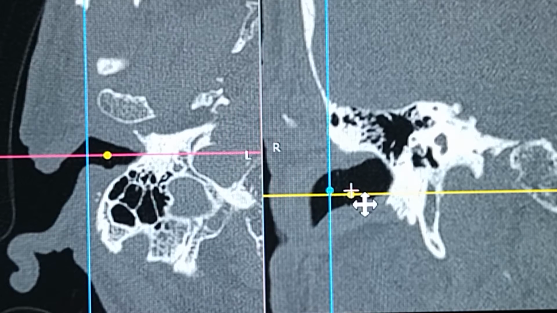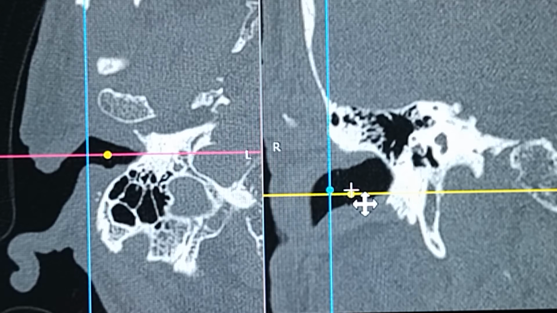So on CT scan, anything which is bone is going to appear as white. Anything which is a diseased soft tissue or a liquid is going to be seen as a hyperdense soft tissue grayish material on the CT scan.